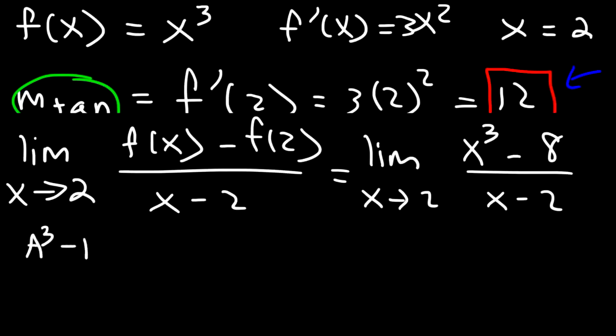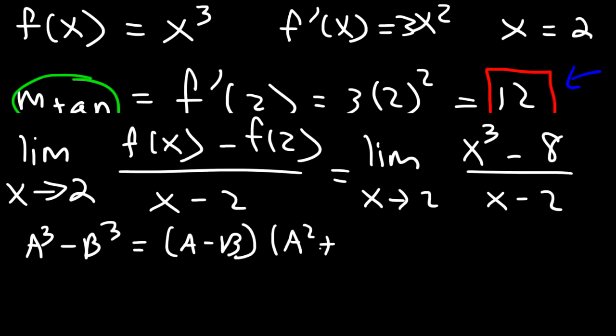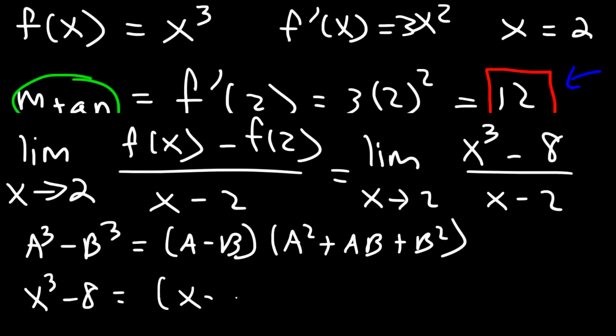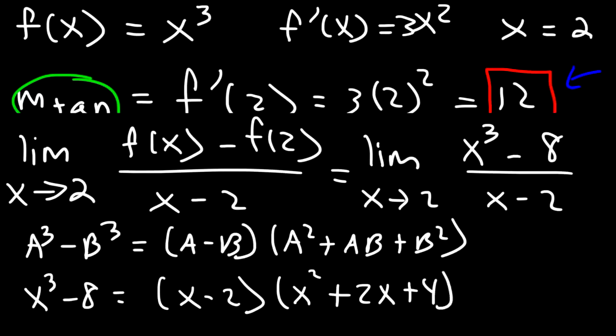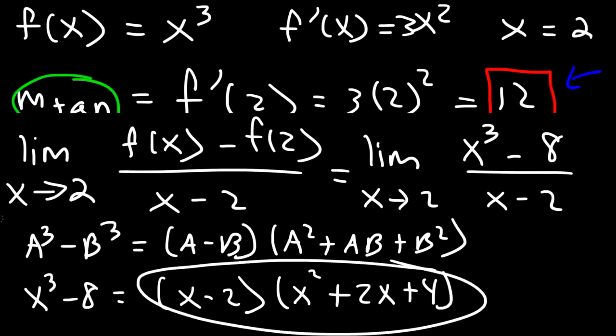So to factor differences of perfect cubes, you could use this formula. It's a minus b times a squared plus ab plus b squared. So to factor x cubed minus 8, x is a, b is the cube root of 8, which is 2, a squared is x squared, ab is 2x, b squared is 4. So this is how you can factor x cubed minus 8.